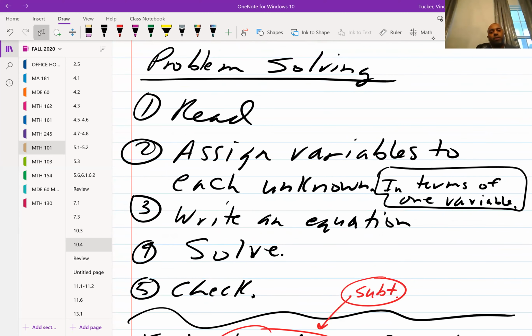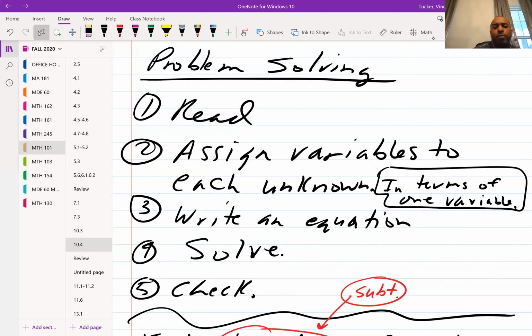So when it comes to problem solving, we're going to have 5 steps. First thing is to read. Of course, you read as many times as you like, or as many times as it takes for you to get an understanding of what they're asking of you. Remember, no one knows how many times it took you to read and get that understanding that you need.